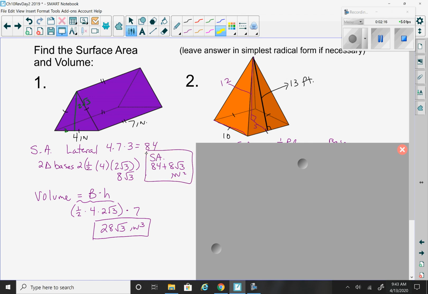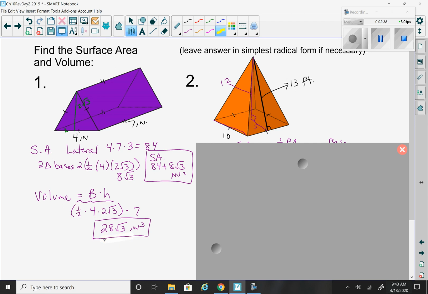The volume is the area of the base times height. Again, my base is a triangle, 1/2 base times height. That's my triangle, times the height, which is 7. The triangular prism's laying down. So when you take half of 2, those two kind of cancel each other out, and then 4 times 7, I have 28, so it's 28 root 3, 28 root 3 inches cubed.